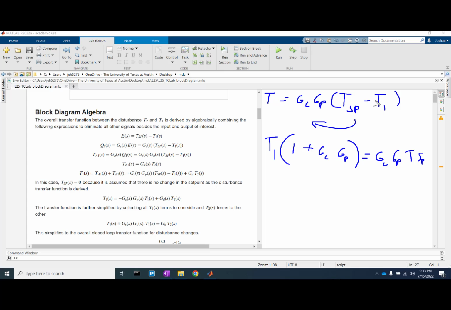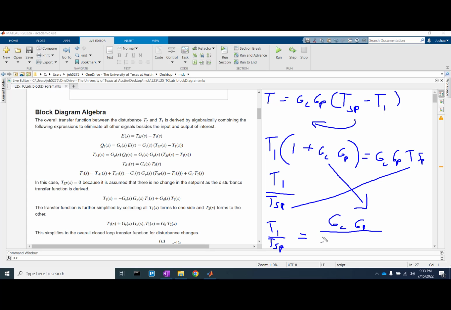And then we have these portions right here because we have the negative T1 times GC times GP, and we add that over to the right-hand side and factor out the T1. So then T1 over TSP, we take this and we put it over here in the denominator, and so T1 over TSP is equal to GC GP over 1 plus GC GP. So that's going to be our gain of this process.